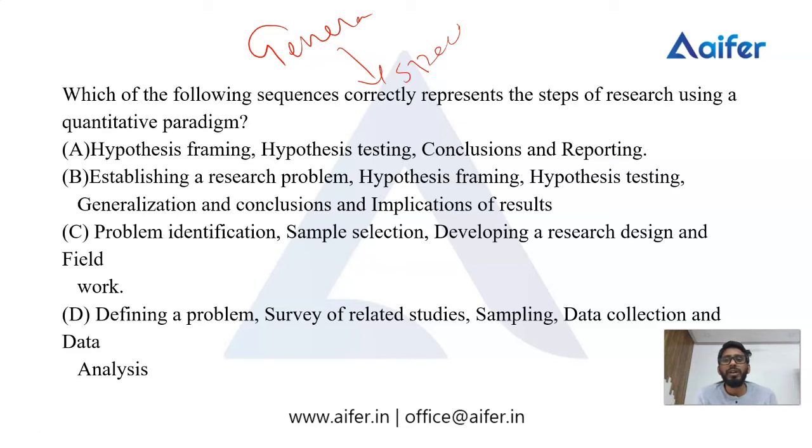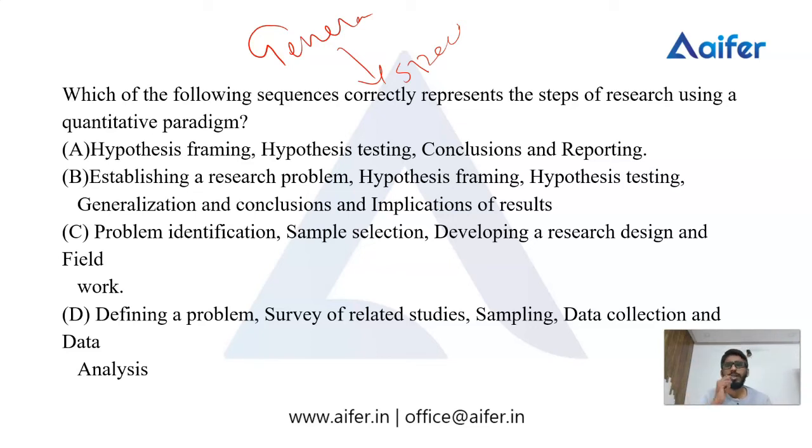There are 4 options. The first one is hypothesis framing, hypothesis testing, conclusions and reporting. The second one is establishing a research problem, hypothesis framing, hypothesis testing, generalization and conclusions, and implication of research. The third one is problem identification, sample selection, developing a research design and fieldwork. The fourth one is defining a problem, survey of related studies, sampling, data collection and data analysis. I think these 4 options are very confusing, so let's try to choose the most appropriate one.